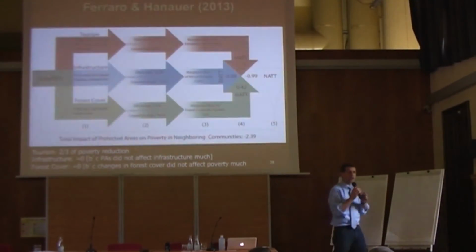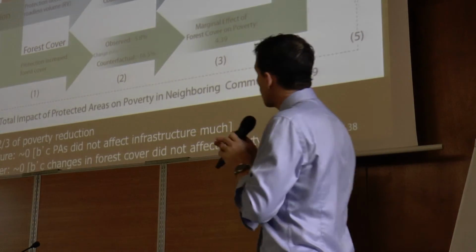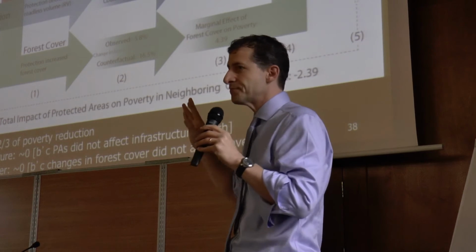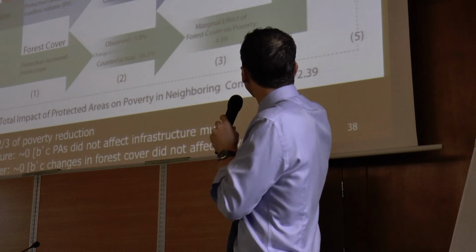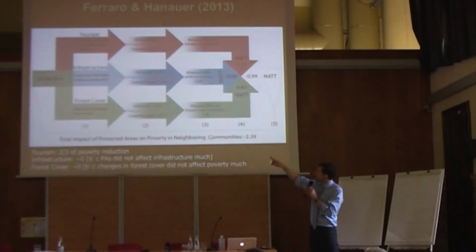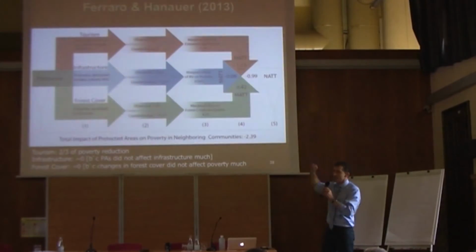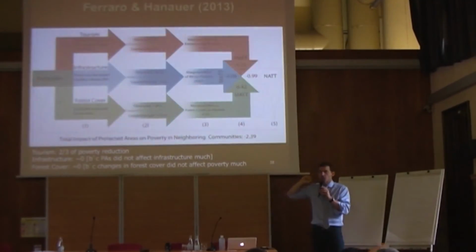So this is what the results look like from the mechanism analysis. All right, so what we have is that same causal pathway: protection on the left, poverty on the right. And we've got the three different causal pathways we're interested in, and then the one at the bottom, that dotted line, is that net average treatment effect. It's what we can't observe.